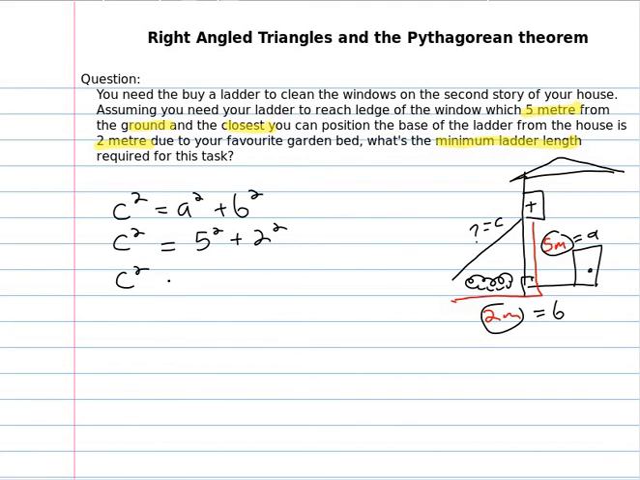So C squared equals 25 plus 4. Okay. And so C squared equals 29. To get C by itself, we take the square root of both sides. Okay, so that means that C equals 5.39 meters.